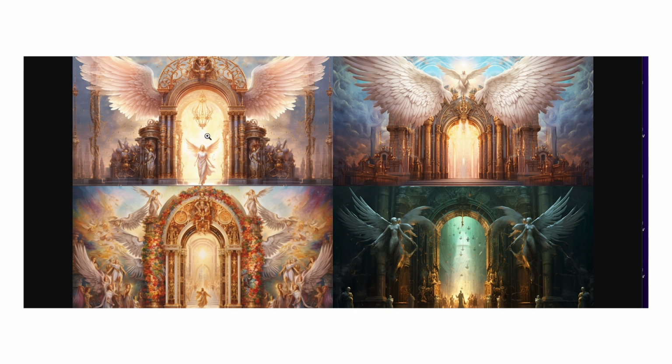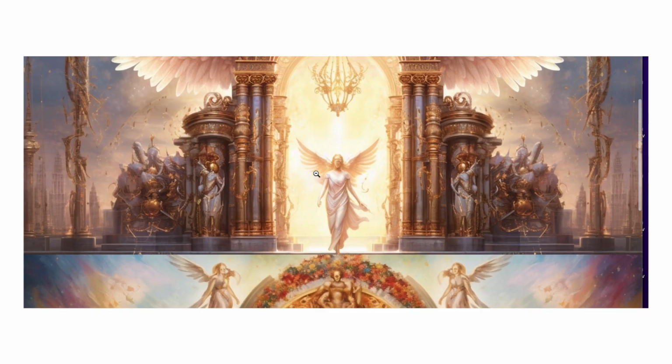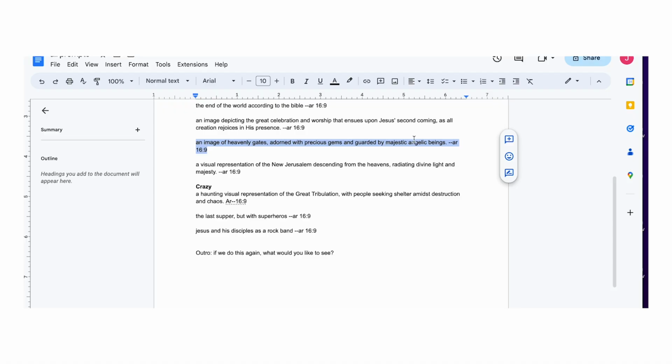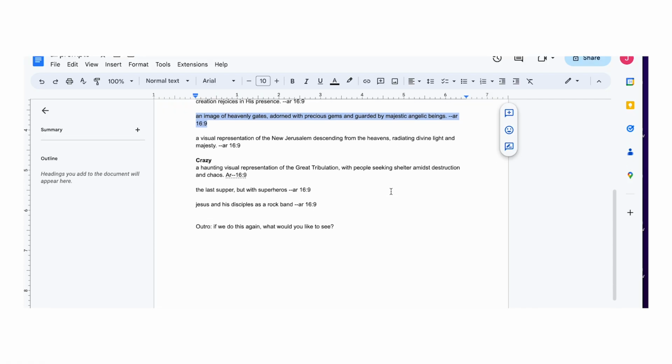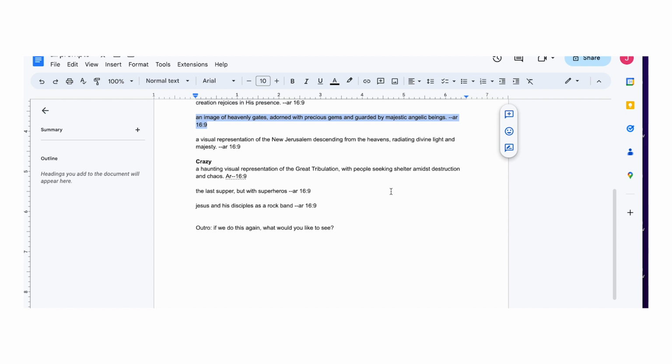Okay. Yeah, and then you got through the gates here. It looks very inviting, and then another. Oh, I guess these are the angelic beings that are guarding the gate. Yeah, the first one that we have here is again from ChatGPT, and the ones after that are a little bit more fun. Okay. This is a haunting visual representation of the Great Tribulation, with people seeking shelter amidst destruction and chaos.